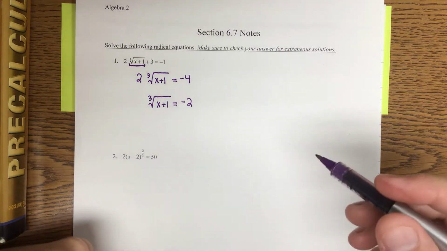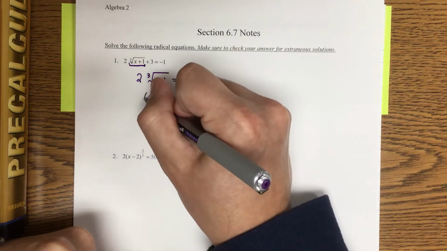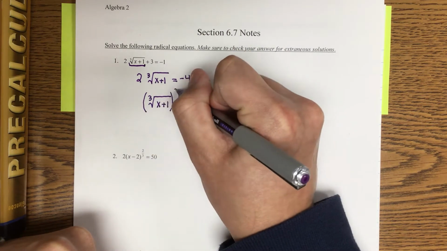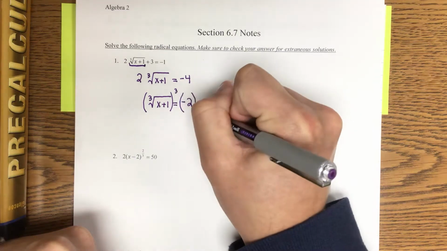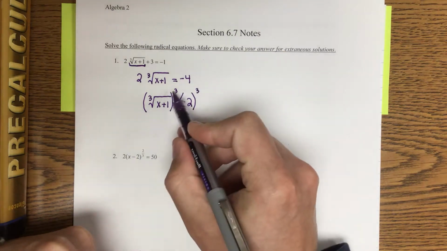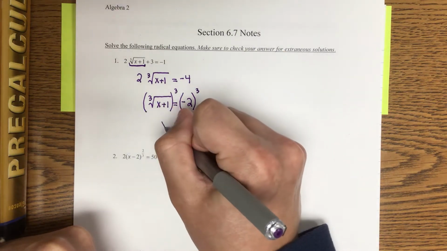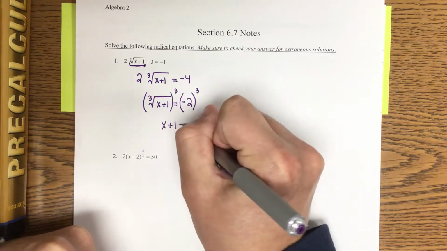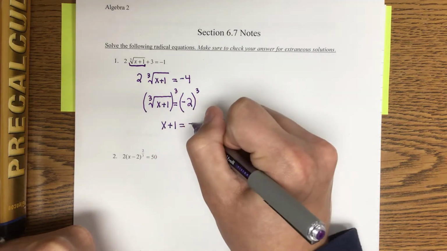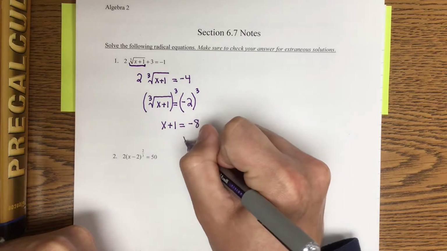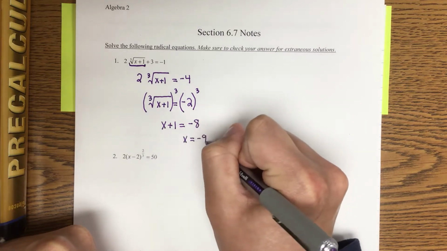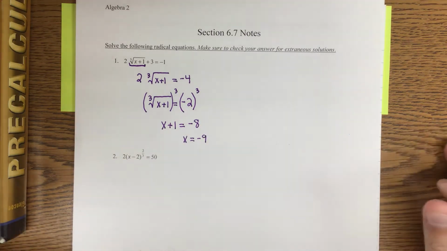So to undo a cube root, I am going to cube both sides. And so when you cube a cube root, it goes away, and you're left with x plus 1. -2 to the third power is -8. And to finish this off, I subtract the 1, and I get x is equal to -9.